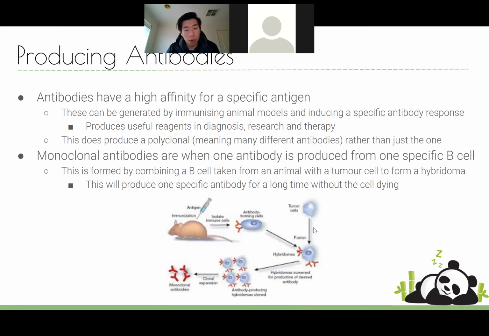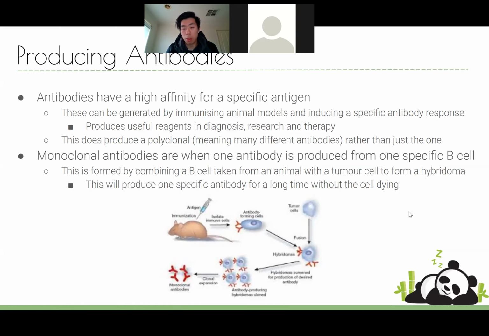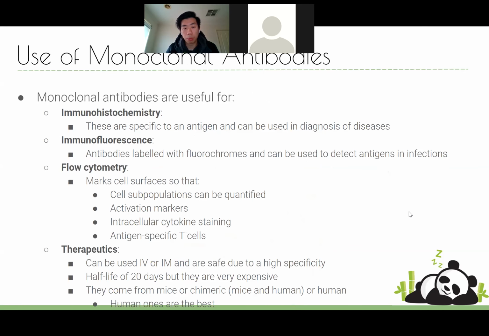Basically, you have a tumor cell and an animal plasma cell that are fused together to form that one specific antibody, and then they just mass produce it, as that tumor would normally do. They mass produce that one monoclonal antibody, which is what we then use for treatment, but also for diagnosis. So, the uses of monoclonal antibodies.